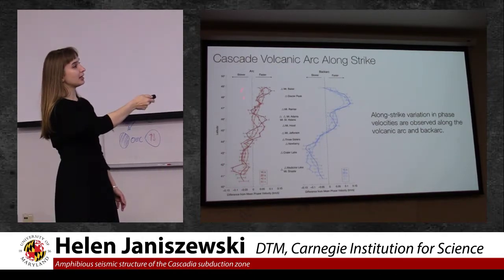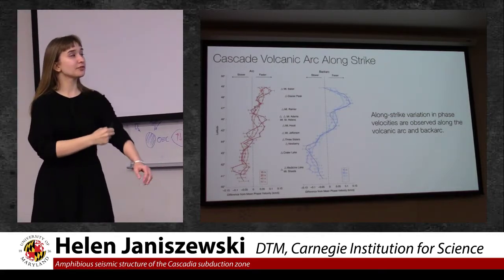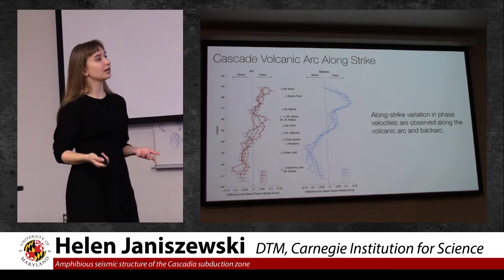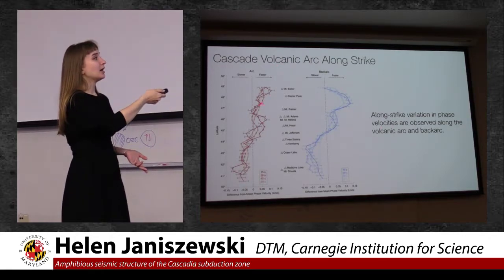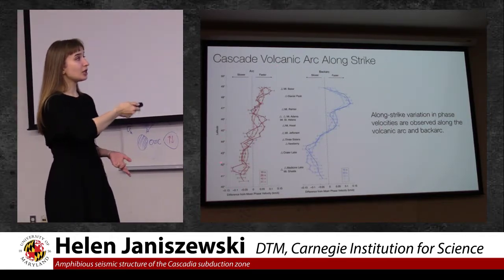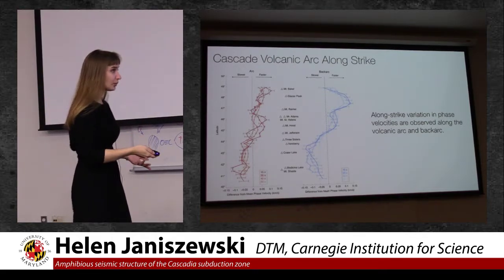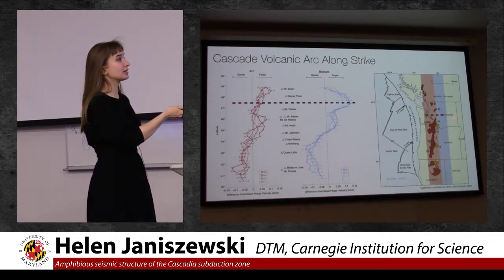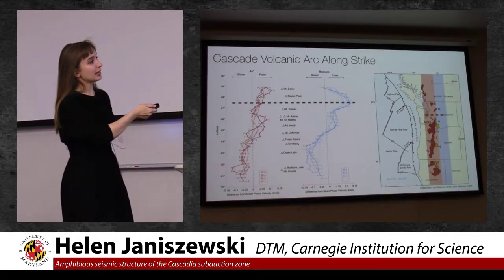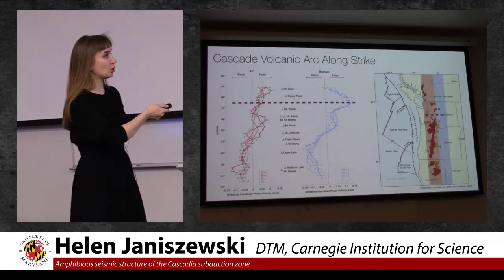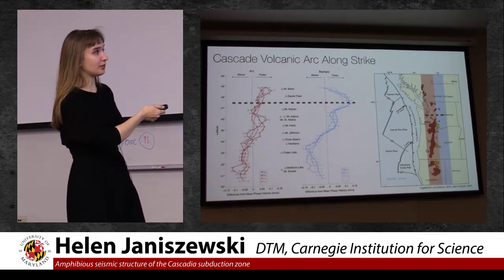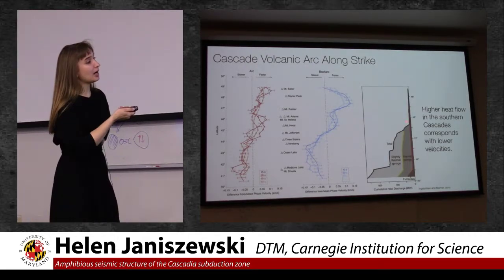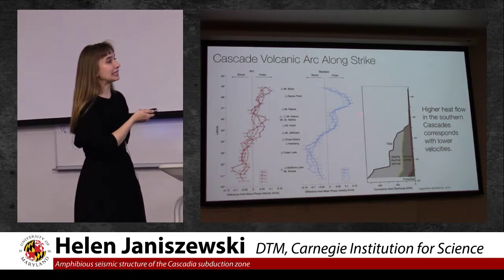Points that are on this side of the line are slower than the average velocities along the entire arc. This side of the line are faster than the average velocities along the entire arc. And we see both in the arc and the back arc, in general, the southern velocities are much slower and the northern velocities are faster. If we compare that, this lines up pretty well with the variation in Quaternary volcanics, where the northern volcanoes that have produced less magma correlate with higher velocities, which is roughly what we would expect in terms of melt production. But interestingly, they also correlate quite well with variations in heat flow.